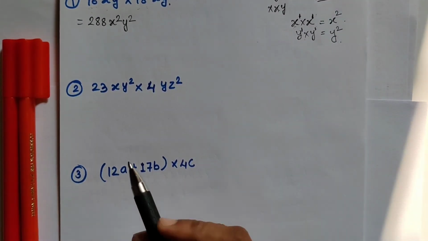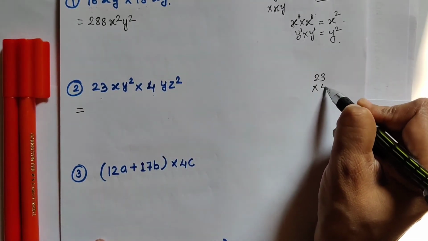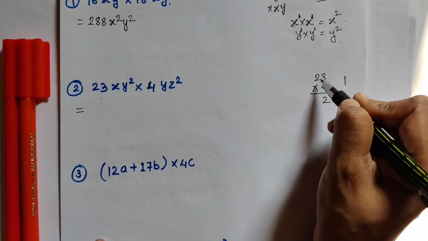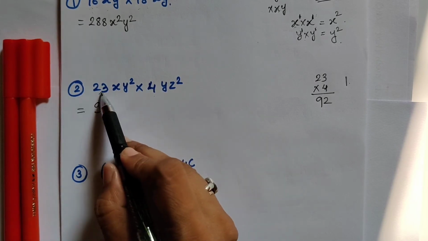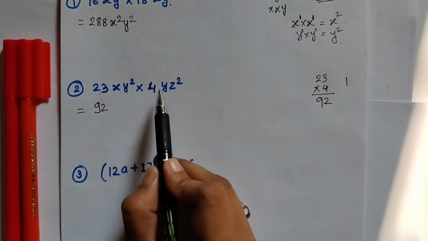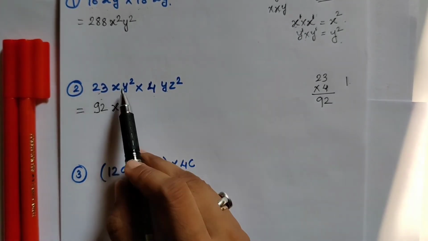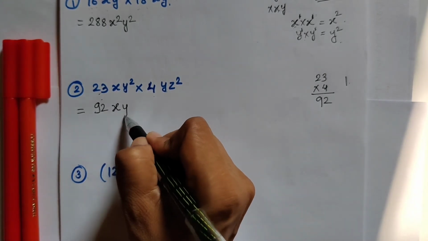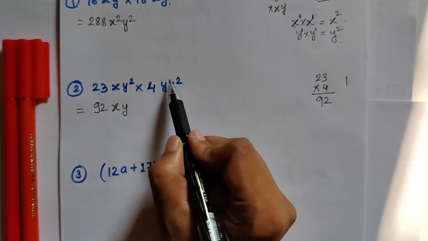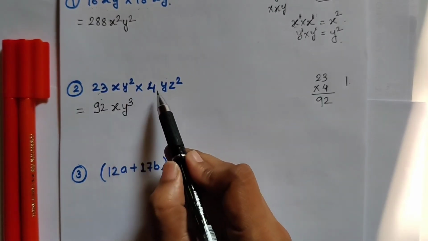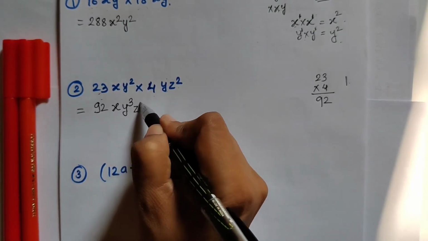Now let us see the next sum. 23 into 4, we have to do multiplication. 4 threes are 12, 1 carrying, 4 twos are 8 plus 1, 9. So we are getting 92. Multiplication of coefficients is 92. Now x is here but x is not there in the second monomial. So we write x one time. Now y is there. So write y one time and add the indices. Here 2 is there, here nothing is there, which means 1. 2 plus 1 is 3. That means y square into y is equal to y cube. And only z square is there. So write z square as it is.